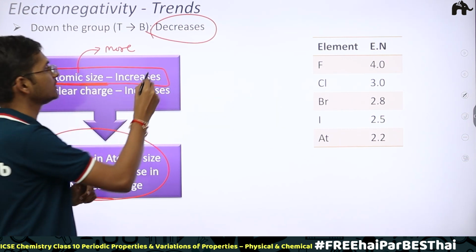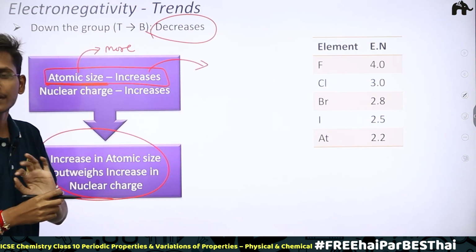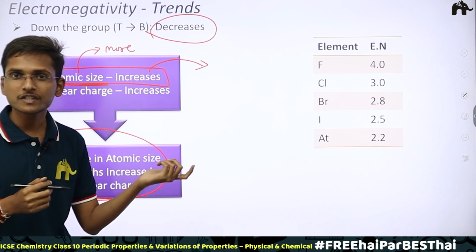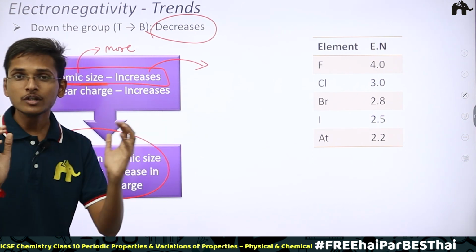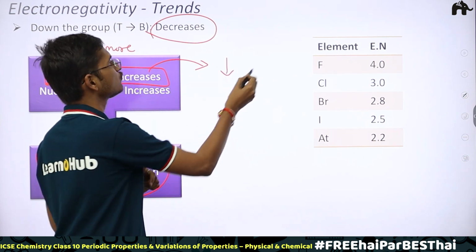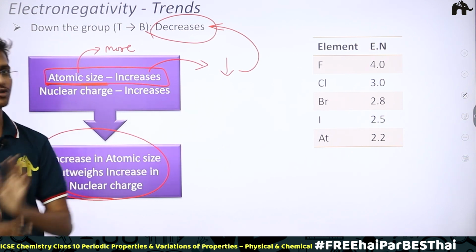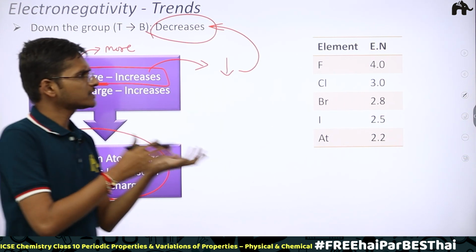And now what is the effect due to the increase in the atomic size on electronegativity? Very simple, just now we studied that electronegativity would decrease. So that's why electronegativity decreases when we move down the group. Very simple. Now let's see an example.